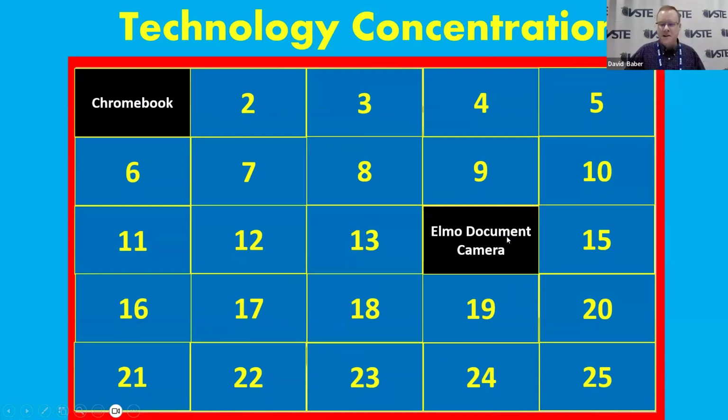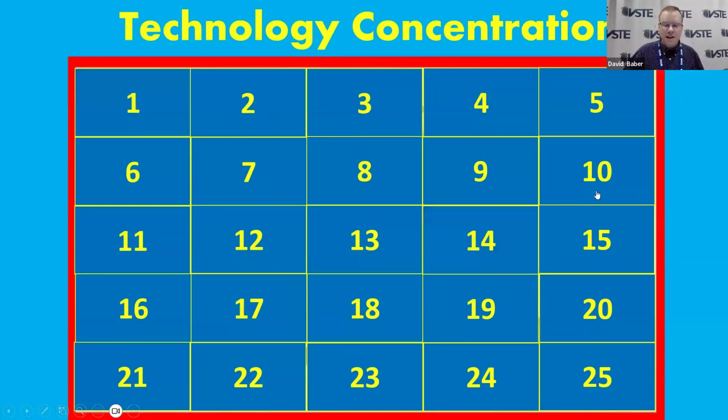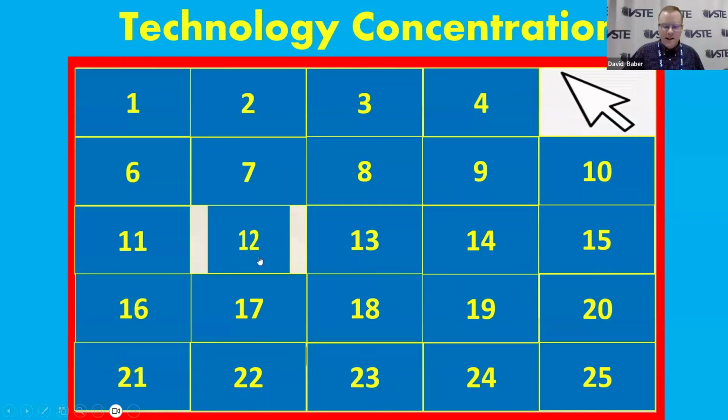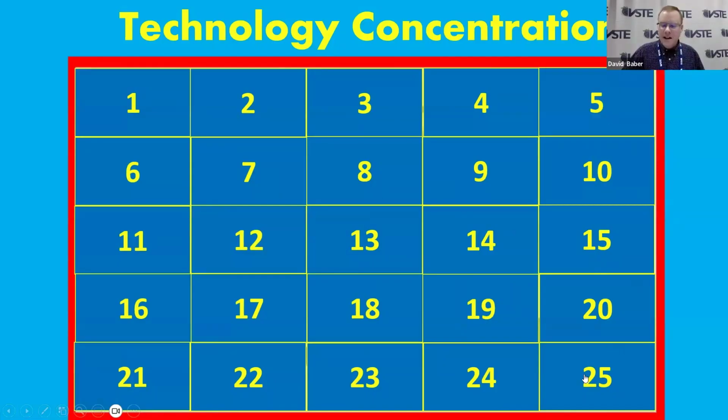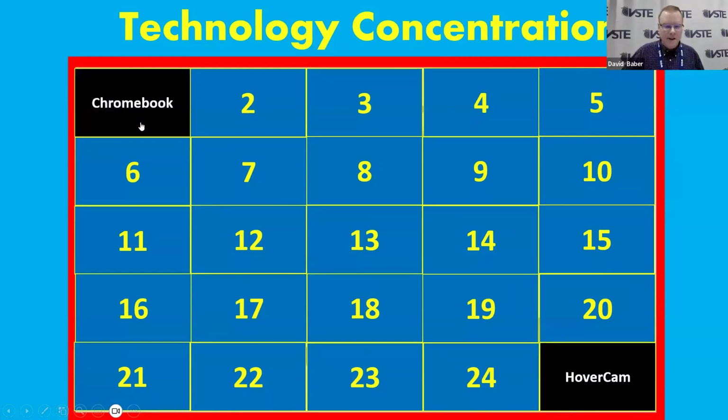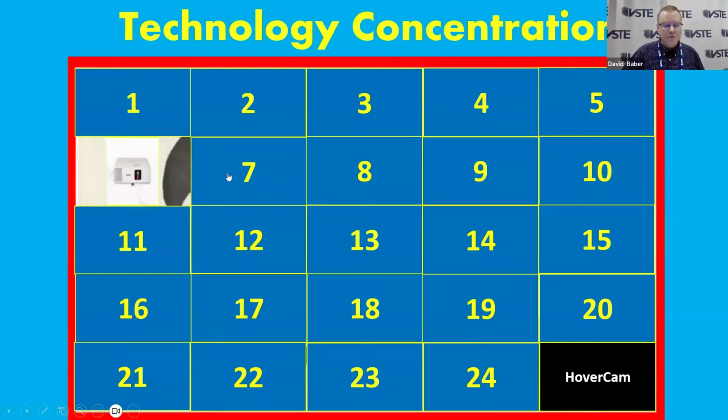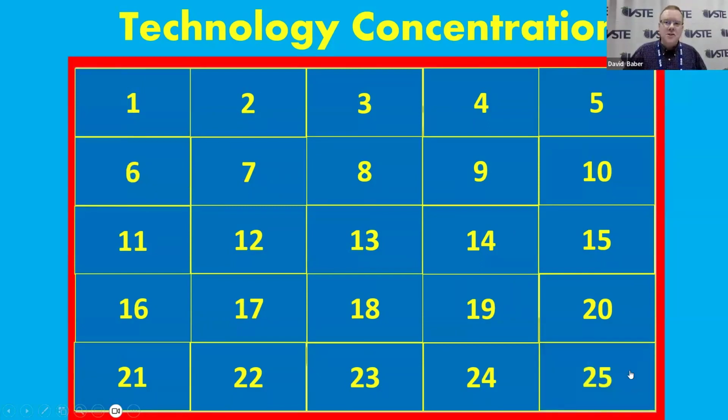Okay, so we have an Elmo document camera, and that's not it. So you would just click them and turn them back over. And then you can find, okay, there's a cursor. And let's see what's under 12. Oh, we found an enter key. Okay, so not there. And then number 25 is the hover cam. And we found the Chromebook. And there's a projector. So it works just like that.